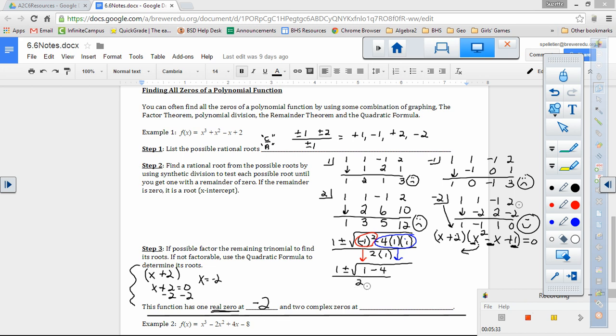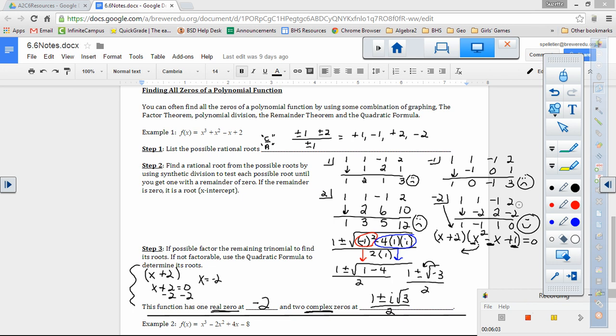All over 2. So I get plus 1 plus or minus. Hang on, my marker's sticking. So I get 1 plus or minus the square root of negative 3 over 2. The only thing I can take out from this root is the i. So it says 1 plus or minus i square root of 3 over 2. And those are my complex roots.